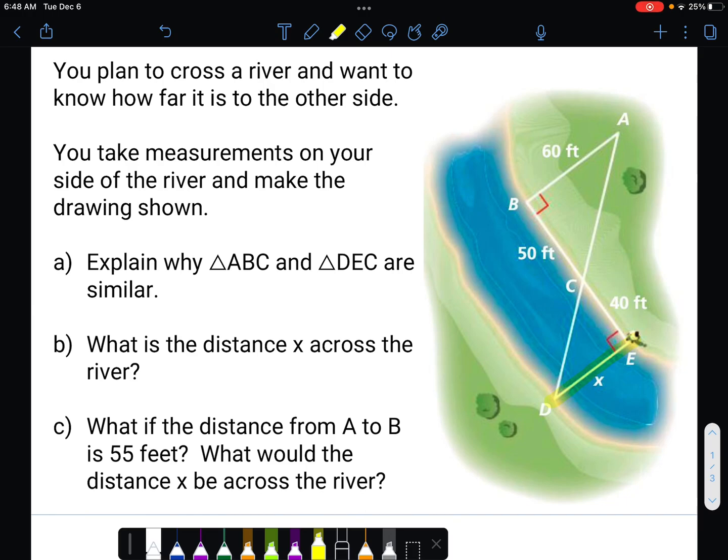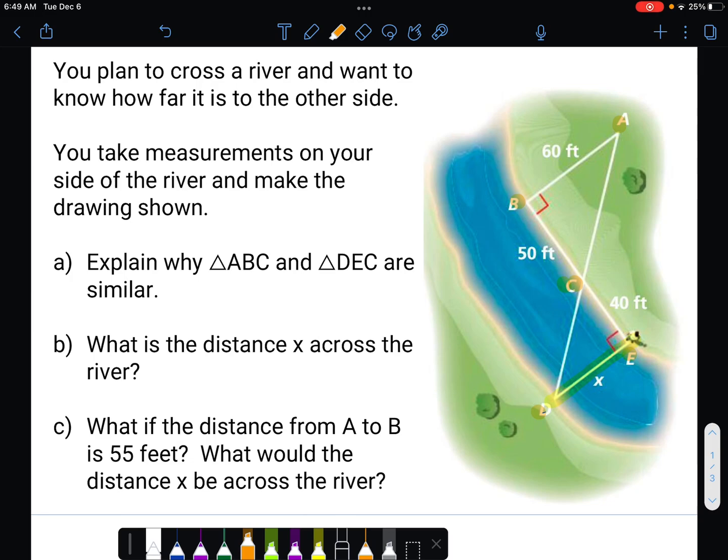So remember, for two triangles to be similar, they need to have at least two angles that are the same, two angles that are congruent. So I'm looking at my two triangles, and I'm sure you can see them in the drawing. There's triangle DCE, and then we have triangle ABC. So those are our two triangles, and we're looking for a pair of angles that are congruent.